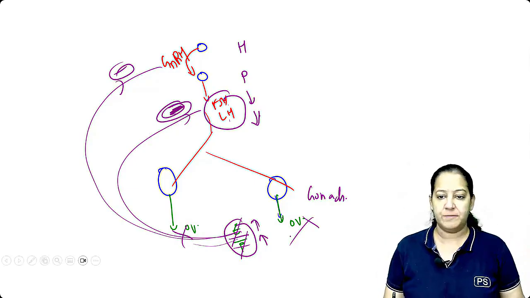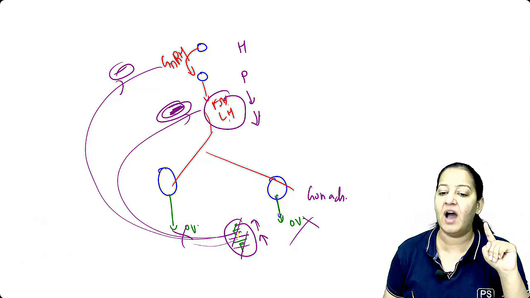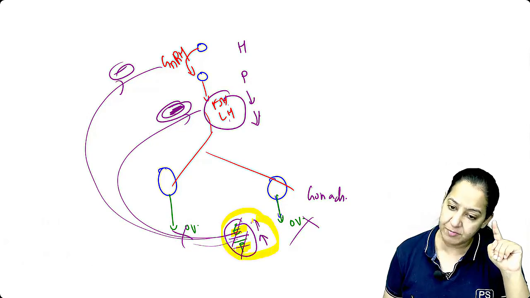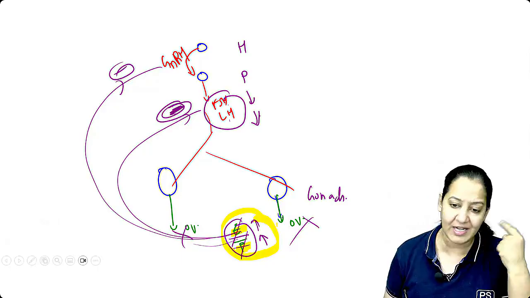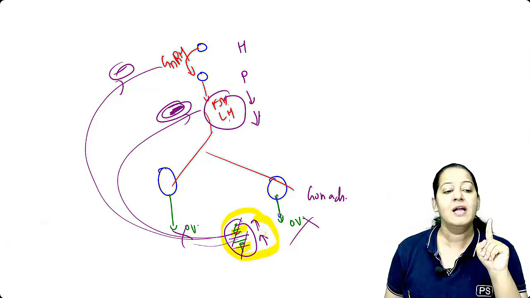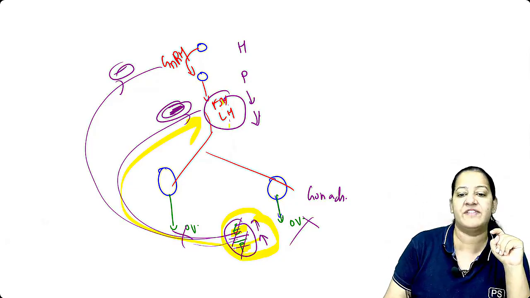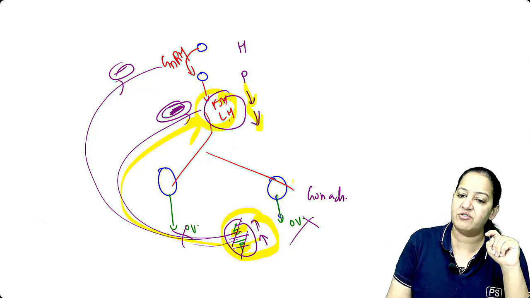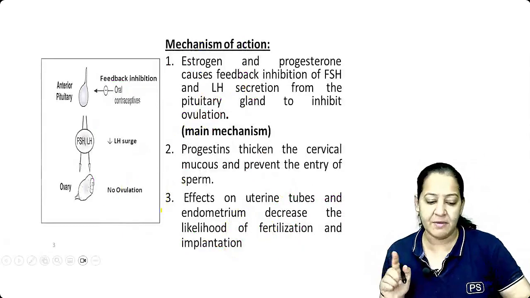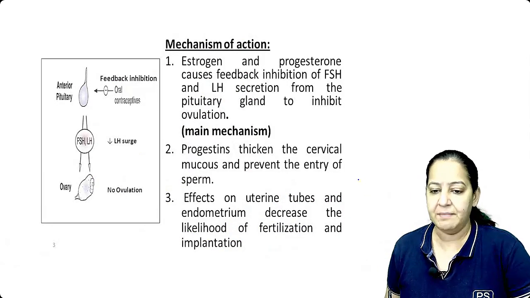How many of you got it? So what are we giving in an OCP? Estrogen and progesterone. The oral contraceptive pill contains estrogen and progesterone. So in the blood of the female who is taking OCP daily, one tablet daily, the estrogen and progesterone concentration is high. That gives a negative feedback on FSH and LH, so FSH and LH concentration is low. So it will inhibit ovulation. How many of you got it? Say, respond. This is the main mechanism of action.